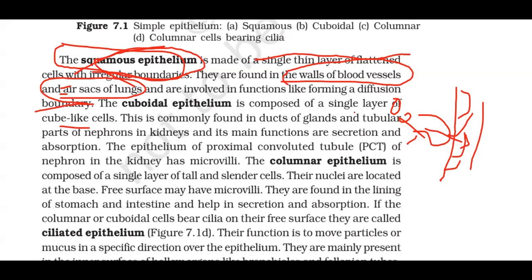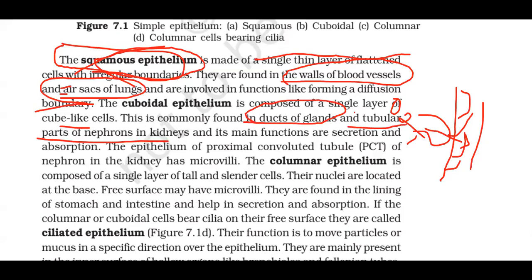Now, next one is cuboidal epithelium. It is composed of a single layer of cube-like cells. See, the name itself suggests that they are cube-like cells. We also saw the diagram. This is commonly found in ducts of glands. So again, look, they will give where it is located: ducts of glands and tubular parts of nephrons in the kidney.